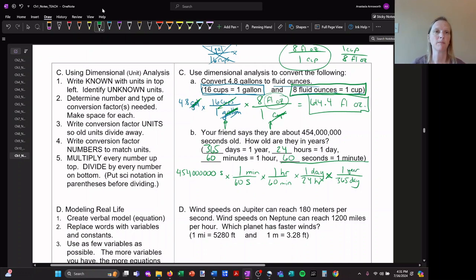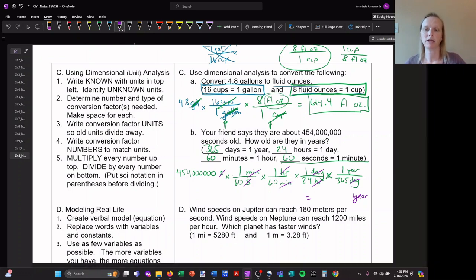And if you look at what happens with the units here, the seconds divide away, the minutes divide away, the hours divide away, the days divide away, and my final answer is in terms of years. Now, if you punch this in your calculator, you'll get a big long decimal, like 14.396 something.